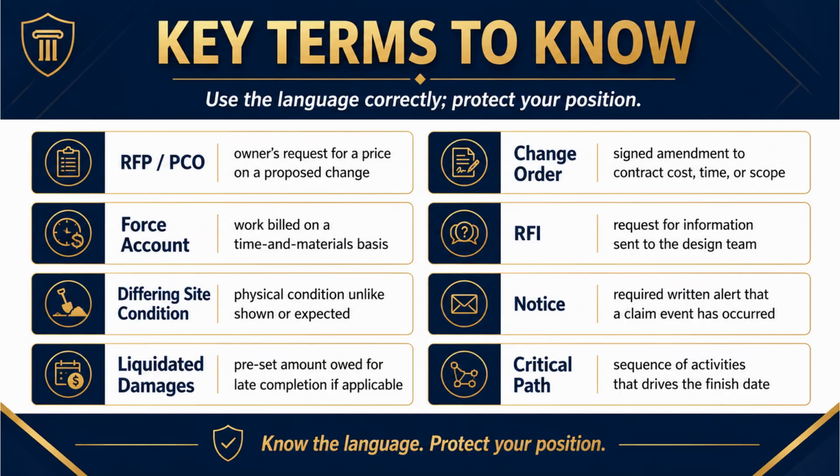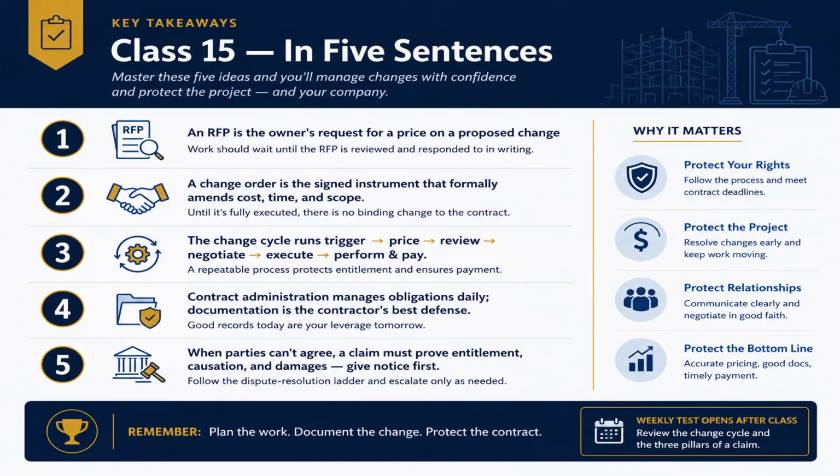Critical path, the sequence of activities that drives the finish date. The critical path is the chain of tasks where any delay delays the whole project. It's why time impact on a change is about whether it hits the critical path. A delay to non-critical work might not matter, but a delay to the critical path moves your completion date and triggers those liquidated damages. Know the language, protect your position. When you speak this language fluently and correctly, you're credible to owners, architects, and if it ever comes to it, to an arbitrator. Sloppy language signals a sloppy contractor. Get the words right. Let's bring it home.